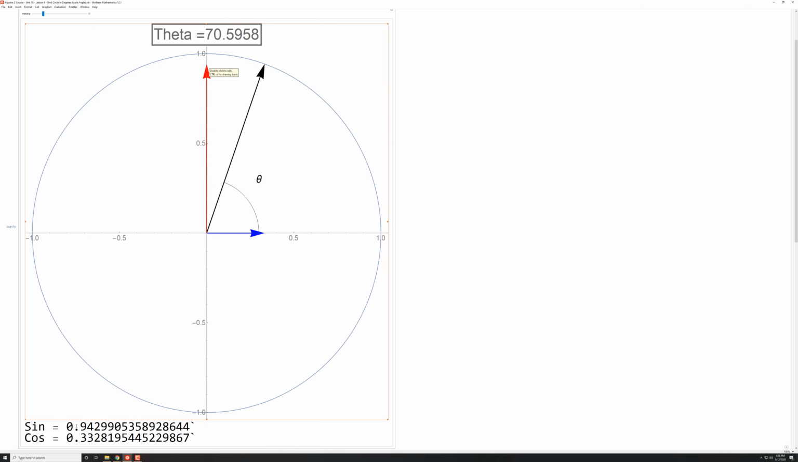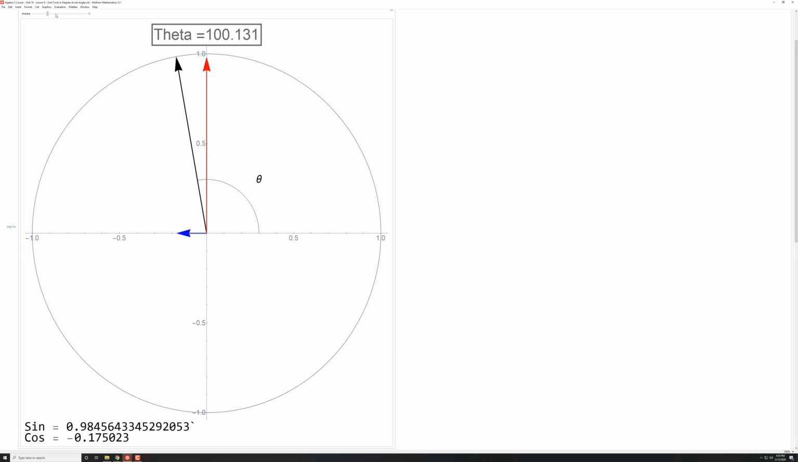That is why the sine of this angle is much larger and the cosine is much smaller, because the blue arrow is the projection on the x-axis and it is physically smaller than the projection on the y-axis, which is the red arrow. So the sine is the projection to the y-axis, which is red, and the cosine is the projection down here, which is the blue arrow.